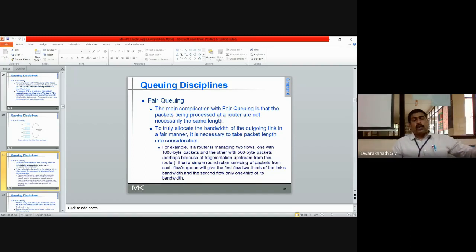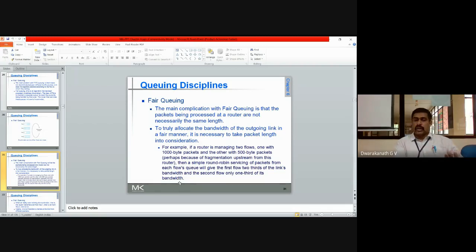Flow 2 is Ethernet, a small packet is there. I'll fix 5 seconds for that. Then again it will repeat. Truly, if you take it like that, then some fairness will be there. For example, if a router is managing two flows, assume one with a packet size of 1000 bytes and the other with a packet size of 500 bytes, perhaps because of fragmentation upstream from this router, then a simple round robin servicing of packets from each flow's queue will give the first flow 2/3 of the link's bandwidth and the second flow only 1/3 of the bandwidth.